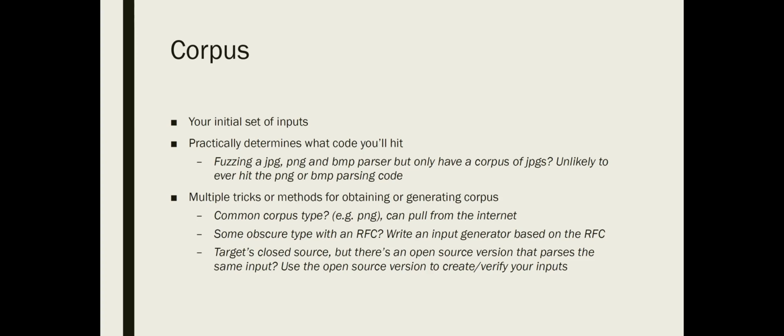And to generate a corpus, if it's a common type, you can just pull samples from the internet. If it's some obscure type, but there's an RFC for it, you could generate an input yourself based on the RFC. And if the target's closed source, but there's an open source version, you might be able to just pull the open source version, view the source code, and use some of that information to create or verify your inputs first.